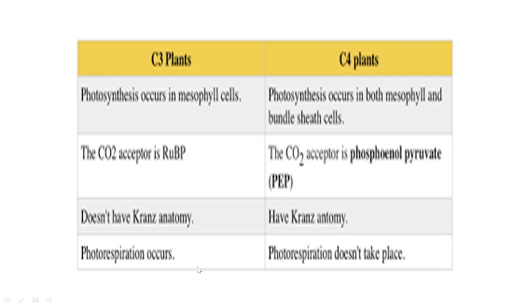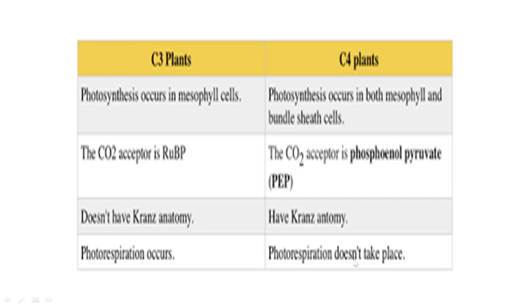If the amount of oxygen increases, then it will act to take up oxygen. And thereby what will happen? It will not be able to take up carbon dioxide. And so the photosynthetic process gets hampered. So that is photorespiration. In C3 plants, photorespiration occurs, thereby hampering the photosynthetic pathway. But in C4, photorespiration does not take place. It is prevented. So that way also it is advantageous.